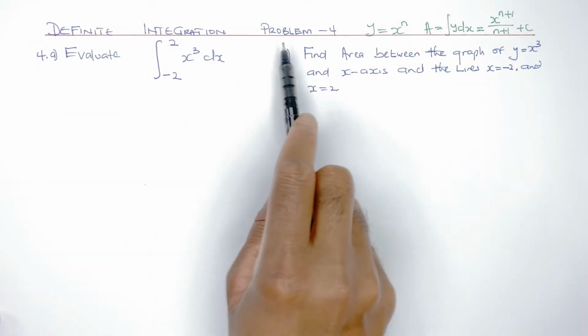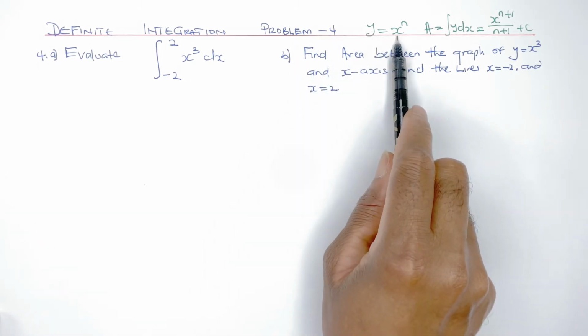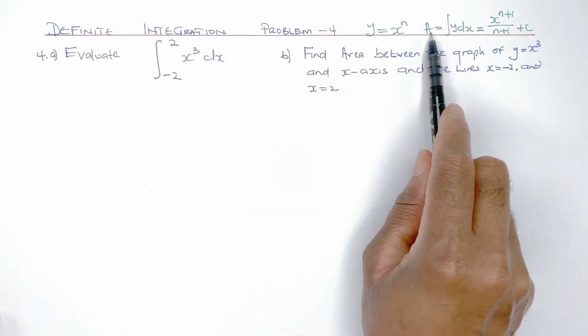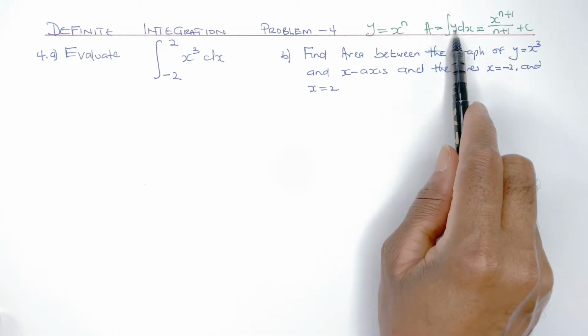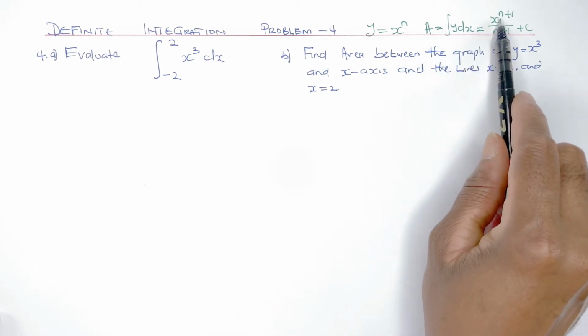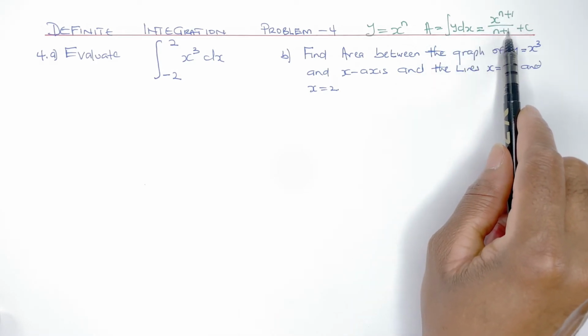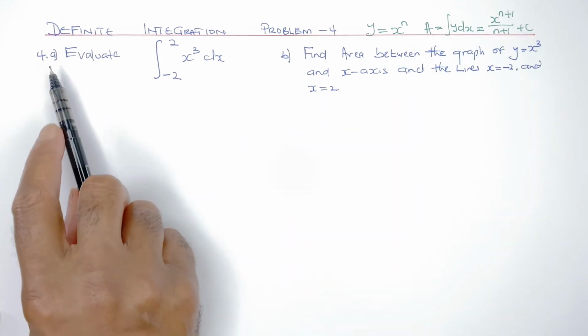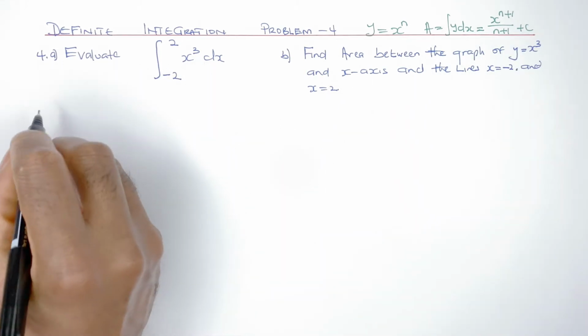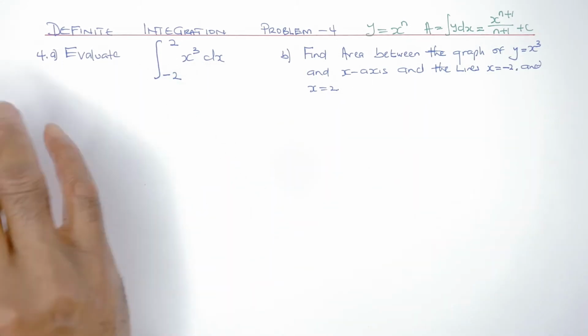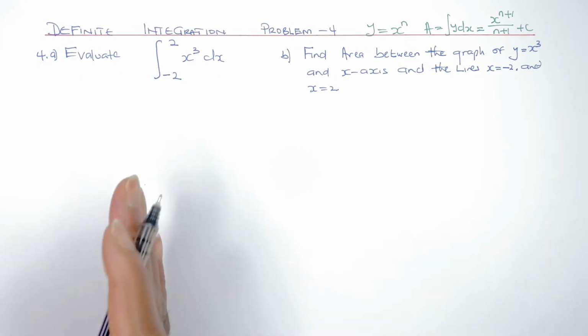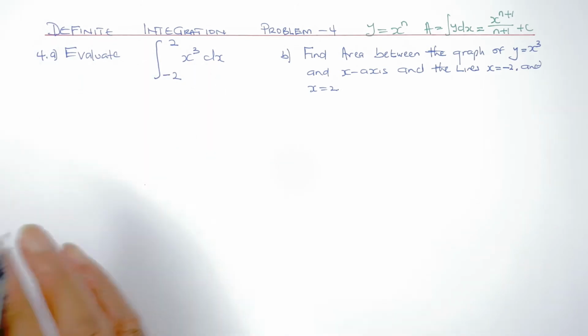Definite integration problem 4. Y equals x to the power of n. A, the area will be equal to the integral of y dx, which equals x to the power n plus 1 over n plus 1, plus c. The first part says we should evaluate that function. So we've got this function, we're just going to evaluate it. We're not calling it area. That's what that meant. Just evaluate it.